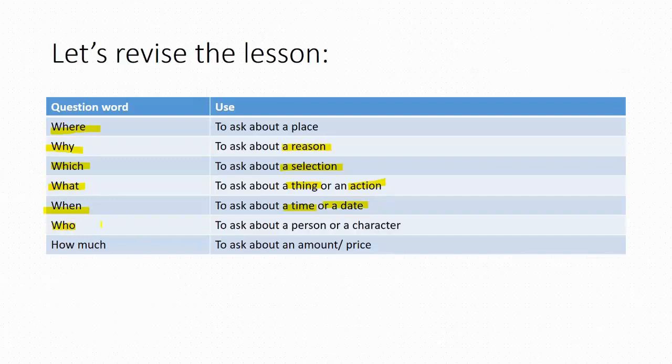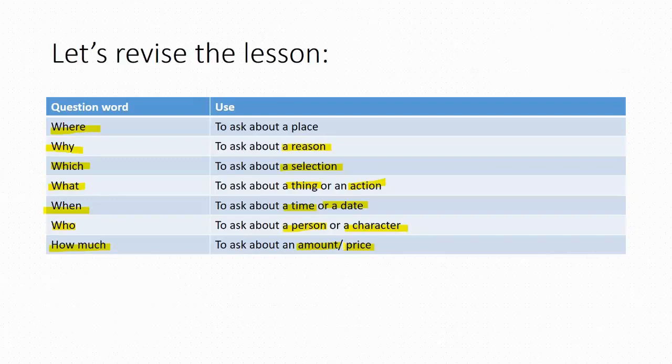We use the question word who to ask about a person or a character. We use the words how much to ask about an amount or a price. Hope you have learned these new words. If you are not clear, you can always go back to the lesson and learn it again.